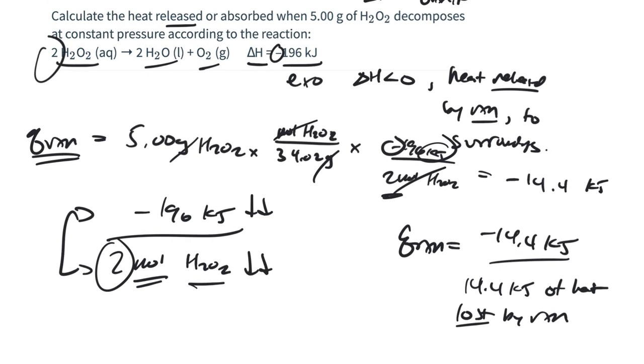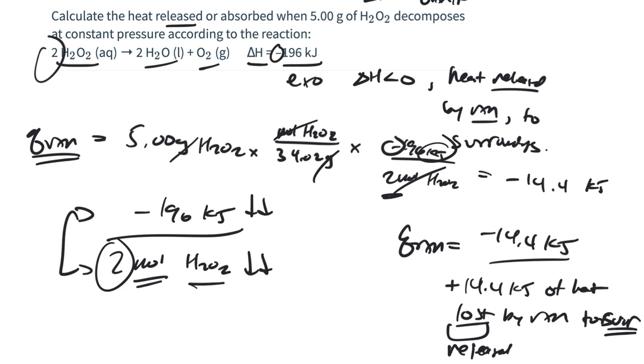And of course, that means it's released. And of course, that heat goes to the surroundings. So where does it go? It goes to the surroundings. So the answer to this question, if we ask, calculate the heat release, it would be 14.4. Now it's a positive number, right? Because that's the amount of heat that was lost.